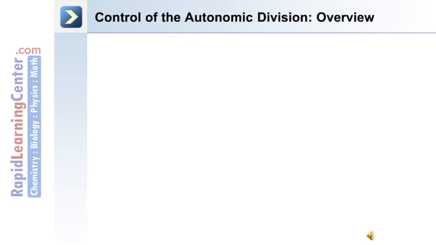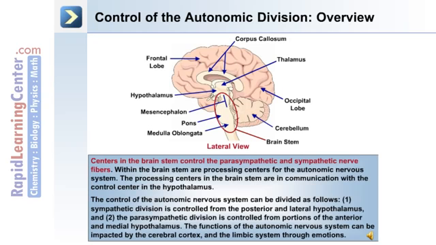The following is an overview of the control of the autonomic nervous system. Centers in the brainstem control both the parasympathetic and the sympathetic nerve fibers. These processing centers are in communication with a control center in the hypothalamus. The control of the autonomic nervous system can be divided as follows.